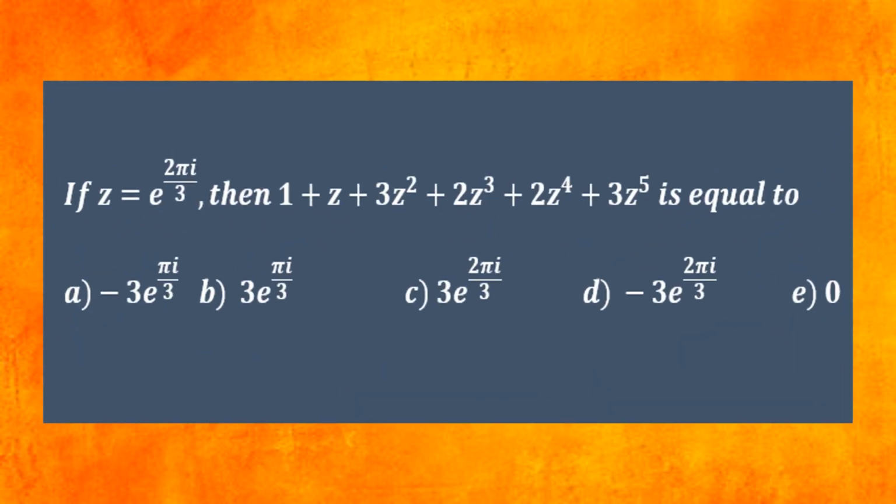Next question. If z equal to e raised to 2 pi i divided by 3, then 1 plus z plus 3 z square plus 2 z cube plus 2 z raised to 4 plus 3 z raised to 5 is equal to. Choices: minus 3 into e raised to pi i divided by 3, 3 into e raised to pi i divided by 3, 3 into e raised to 2 pi i divided by 3, minus 3 into e raised to 2 pi i divided by 3, 0.